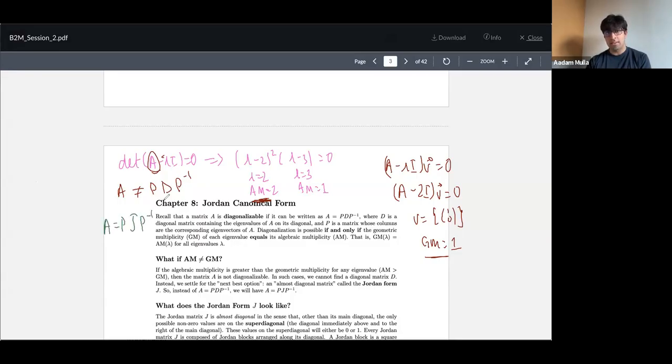So instead of having a nice clean diagonal matrix, right? Remember our diagonal matrix looks like this. Instead of having that, we're going to have some J matrix, which is going to closely mimic this, but it's not going to be the exact same. So let's see what that looks like. That's kind of the context. That's why we're doing all of this.